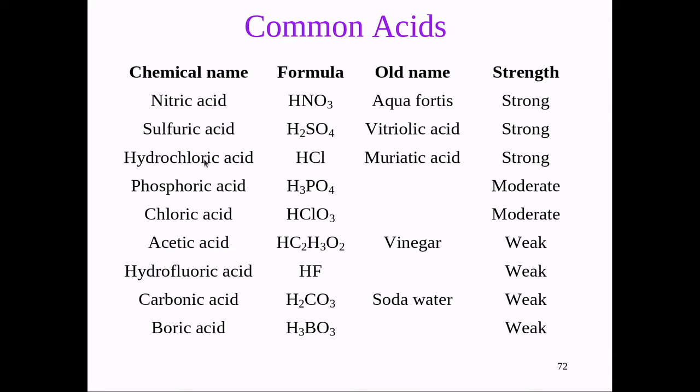Here's a list of a lot of common acids, their chemical names, their formulas, and the old names or common names for them. And then this indicates whether or not they're a strong, moderate, or weak acid. Remember that we talked about how to write an acid name based on its formula, or its formula based on its name, in a previous section, and we discussed the strength of an acid when we discussed electrolytes.